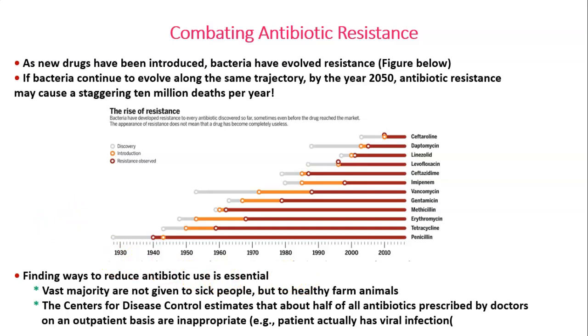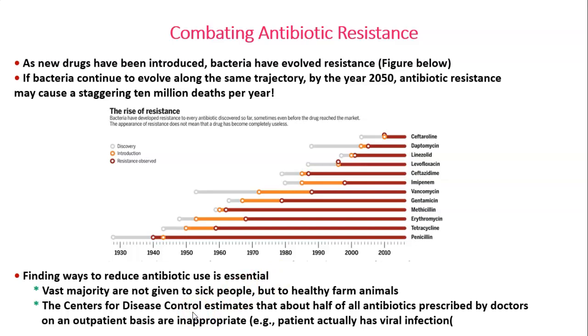Indeed, as farm animals urinate or defecate, those same antibiotics can be introduced into the environment in general, and bacteria in the general environment can then be evolving resistance to antibiotics even outside animal bodies.